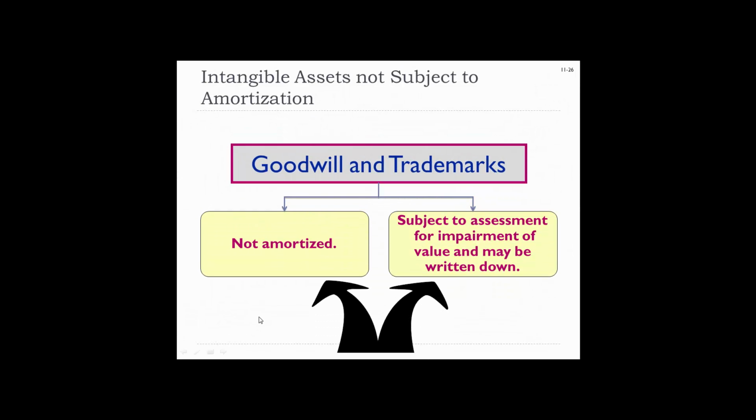Intangible assets that are not subject to amortization. Goodwill and trademarks are not amortized. They are subject to assessment for impairment of value and may be written down.